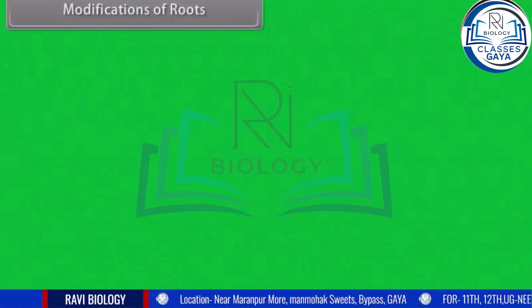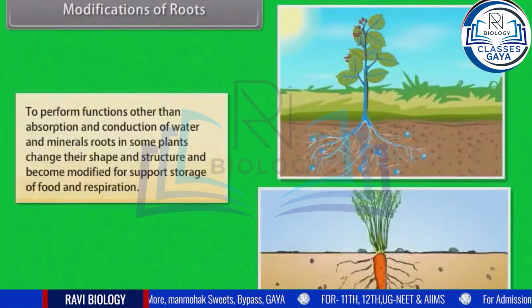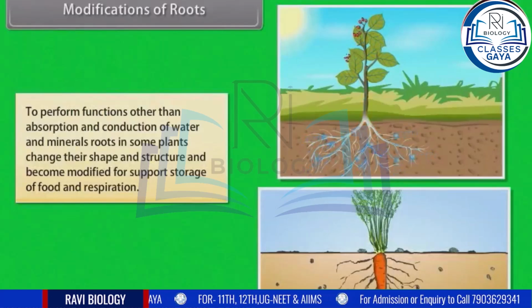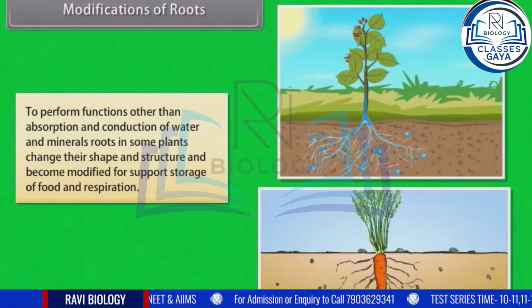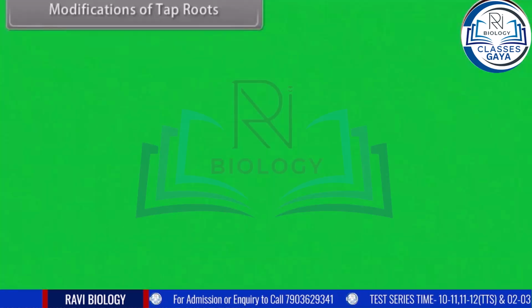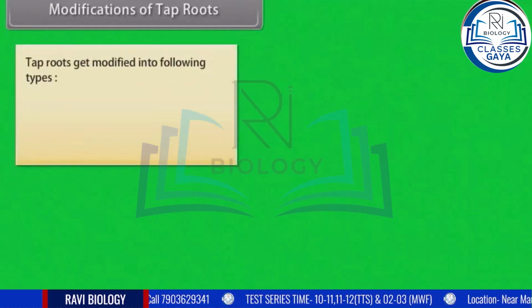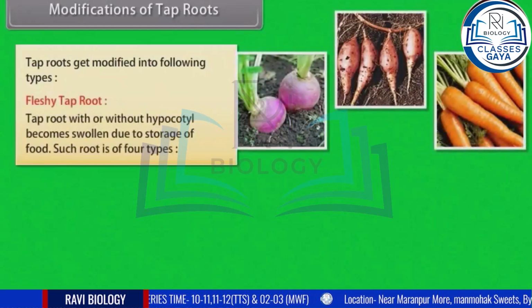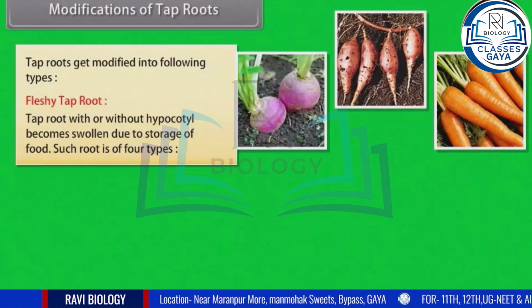Modifications of roots. To perform functions other than absorption and conduction of water and minerals, roots in some plants change their shape and structure and become modified for support, storage of food and respiration. Modifications of tap roots. Tap roots get modified into the following types. Fleshy taproot, with or without hypocotyl, becomes swollen due to storage of food. Such root is of 4 types.